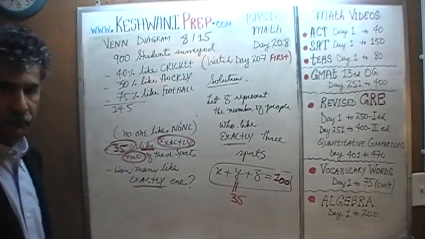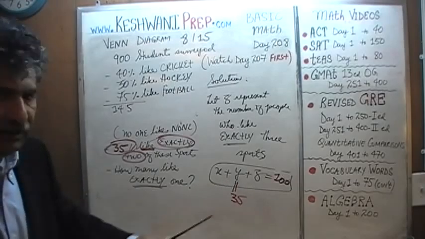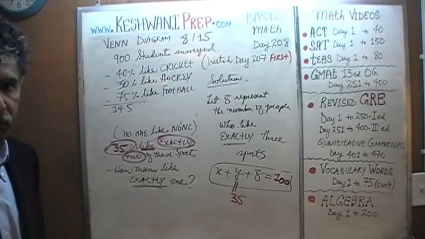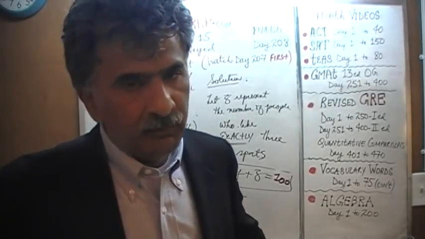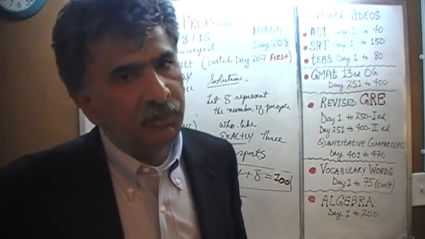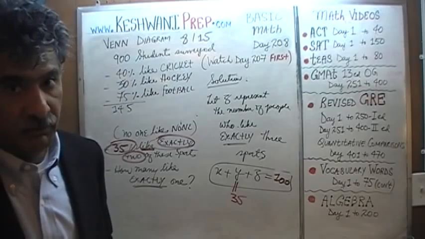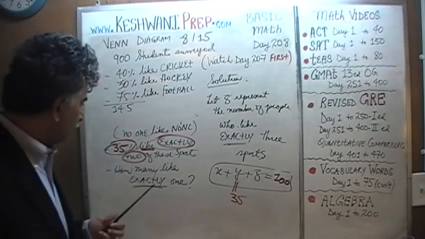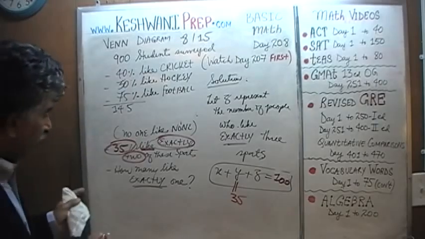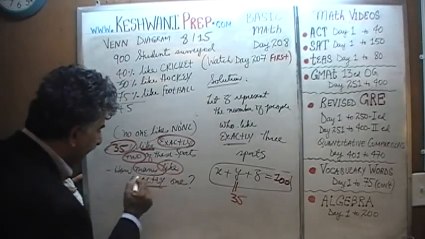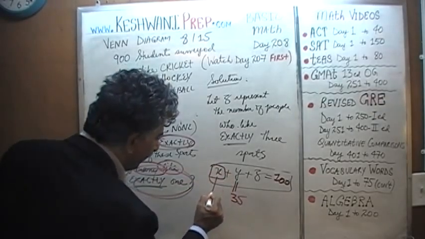What is our variable that indicates the number of people who like exactly two activities? This is y. And that y, we are told, is 35. So that's not an unknown. Unknown factors are x and z. Now we have two unknowns, which is why if we can somehow get one more equation, we can solve for x and z. We need two independent equations. We already have one equation. We're trying to get another equation. Let's do it, shall we? So y equals 35.